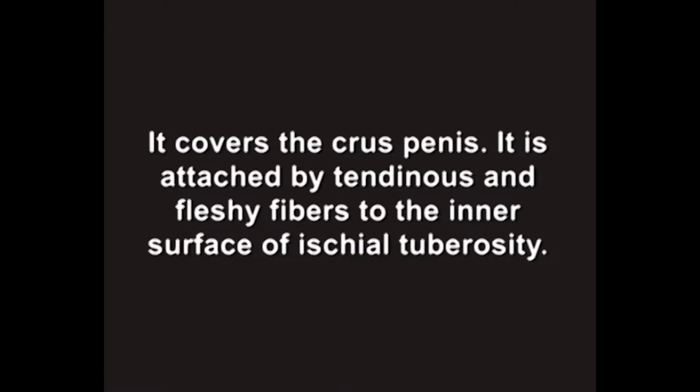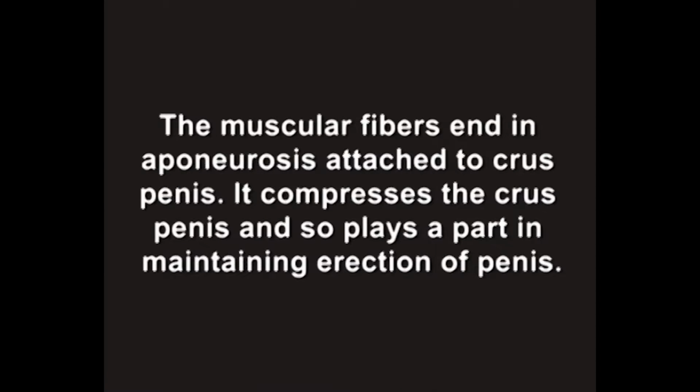Ischiocavernosus. It covers the crus penis. It is attached by tendinous and fleshy fibers to the inner surface of the ischial tuberosity. The muscular fibers end in an aponeurosis attached to the crus penis. It compresses the crus penis and so plays a part in maintaining erection of the penis.